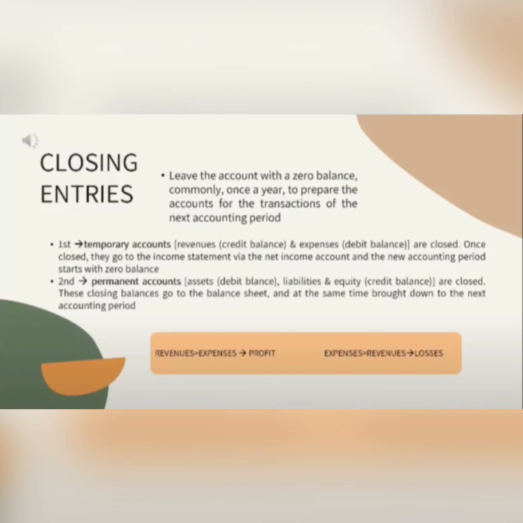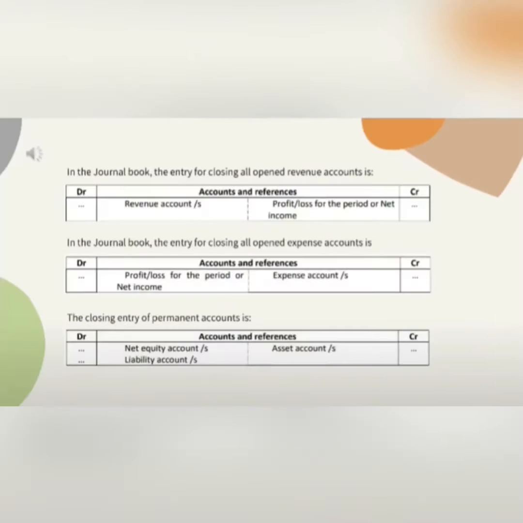A greater amount of revenues than expenses means that the company made profits, whereas a lower amount of revenues than expenses means that the company made losses. Revenue accounts have credit balances. Therefore, closing a revenue account means transferring its credit balance to the profit or loss for the period account.